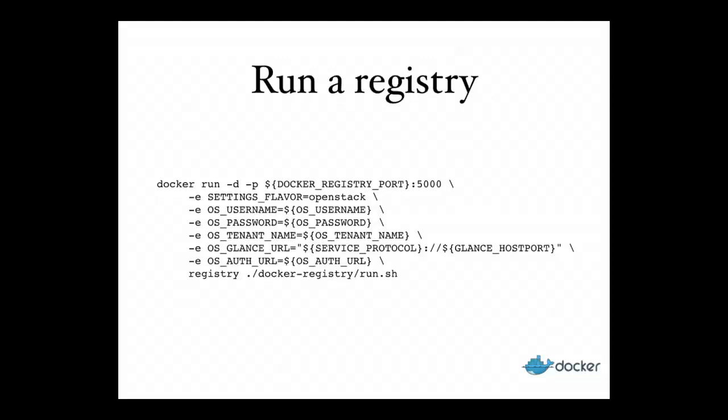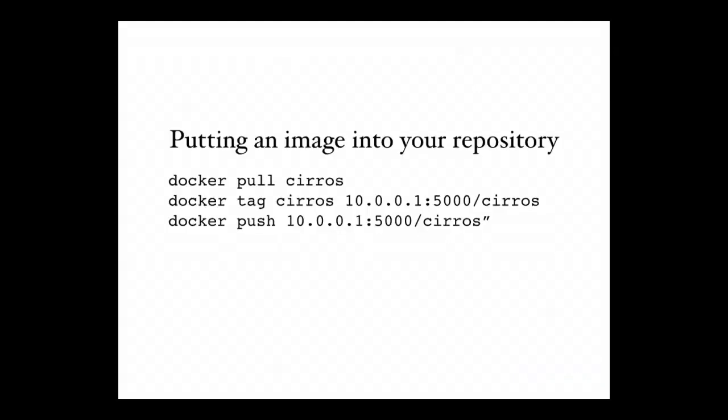You would run the registry with something like this. Unfortunately, this is a lot of lines, right? But this is basically saying the Docker registry has to talk to Glance, and in order to talk to Glance, it needs to know where Glance is, how to log into it, et cetera. Also, the registry supports different backends, so you have to specifically tell it this is an OpenStack backend that we're running, that we're going to be proxying to OpenStack.